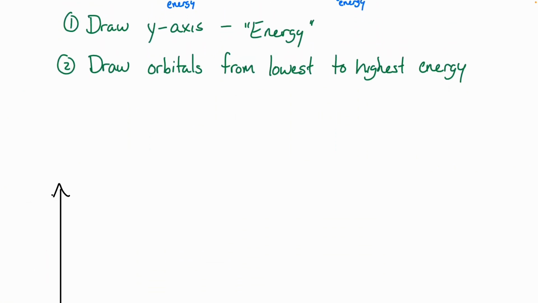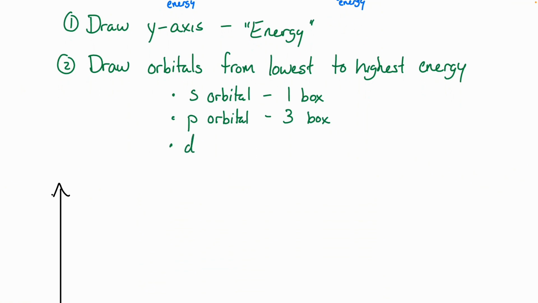So how are we going to do that? We're going to make little boxes. Our s orbital will just have one box. Our p orbitals will have 3 boxes. And our d orbitals will have 5 boxes. So then, given this pattern, what do we think about our f orbitals? 1, 3, 5. What's the next number in that series? 7.